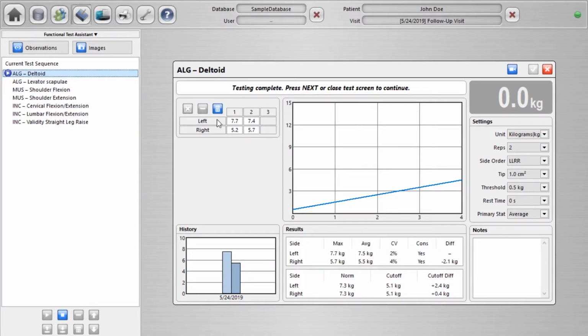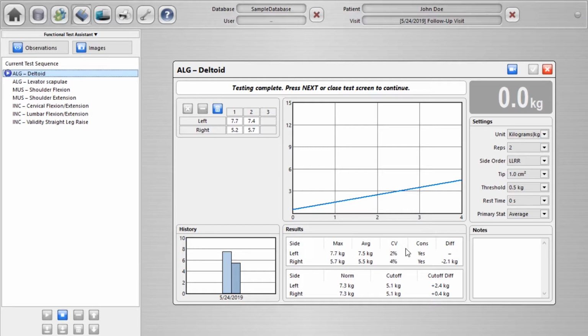So we can actually see our repetitions up here on the left. We've got our left side, rep 1 and 2, and then our right side, rep 1 and 2. Down at the bottom, we have all of our results. So we have the max for the left and the right side, the average. We have the coefficient of variation, which I mentioned a little bit earlier. CV, as it's called, essentially represents standard deviation divided by the mean.